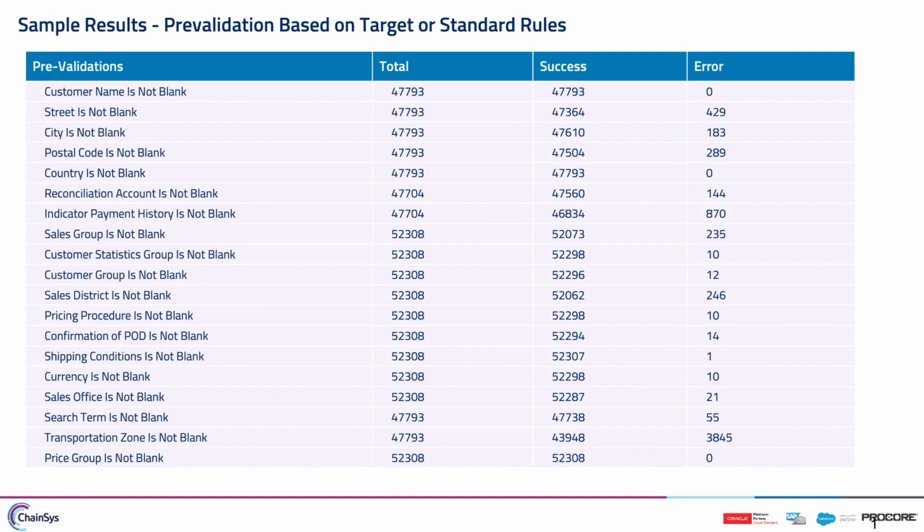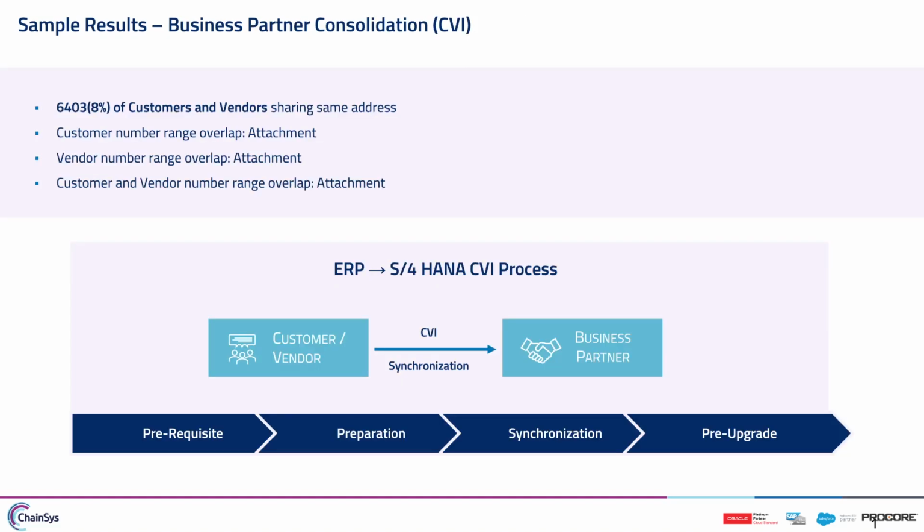This is one of the critical things: customer vendor integration, which is business partner consolidation. Regardless of the approach, whether brownfield or greenfield, we have to do the business partner consolidation. Basically, the customers and vendors have to be linked with the business partner. So as part of the data assessment, we will do a duplicate check within the customers and within the vendors, then consolidate the data and assess the consolidation process as well.